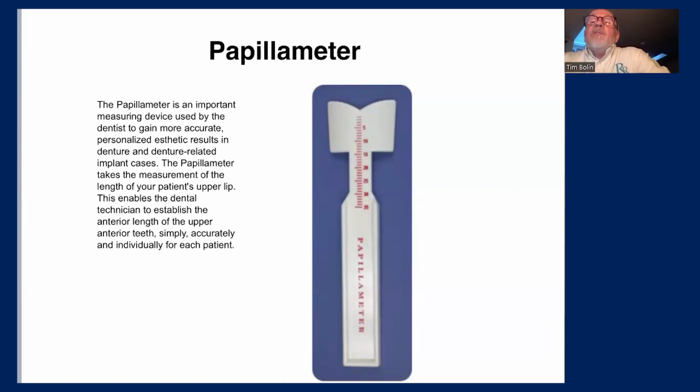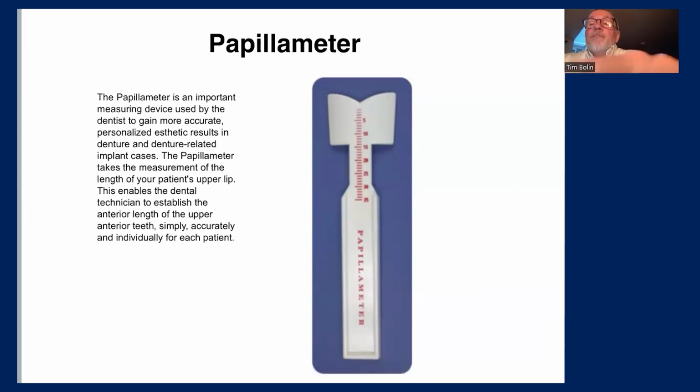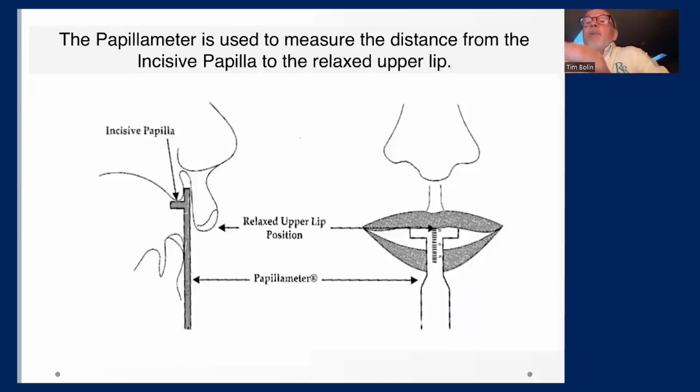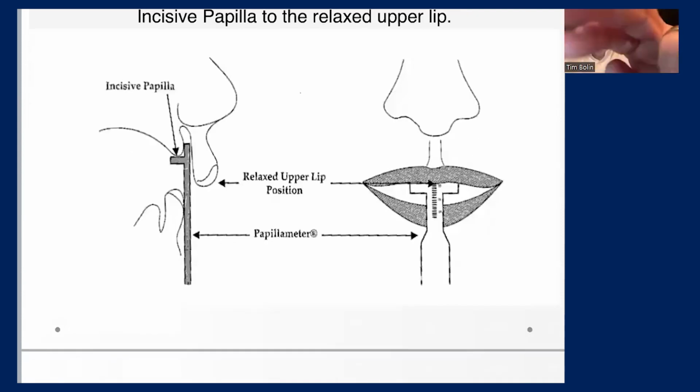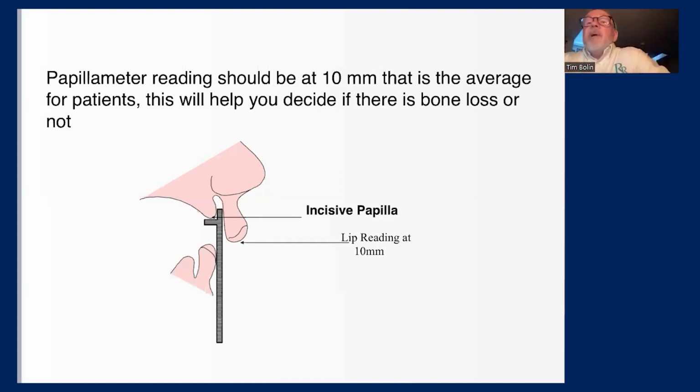It enables the dental technician to establish the anterior length of the upper anterior teeth simply, accurately, and individually for each patient. The way the papillometer is used, it's just simply placed over the incisive papilla, allow the relaxed upper lip to drape down over the facial scale, and then just take a measurement. We're typically looking for about 10 millimeters is what we'd like to see. That's pretty much the average. So the average should be about 10 millimeters.